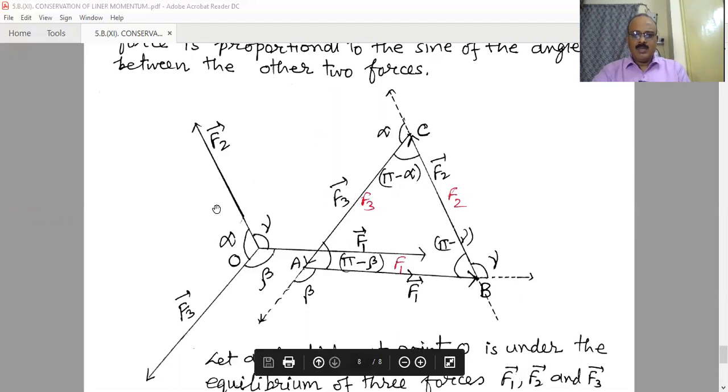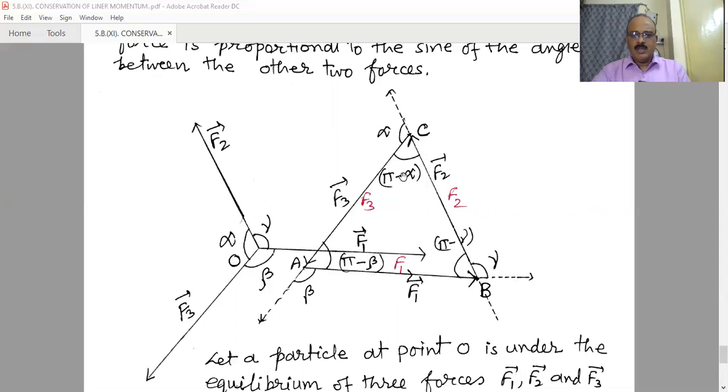Now what is this angle alpha? Alpha is the angle between the F2 vector and F3 vector. It is not the angle between the two directions. That is, alpha is the angle between the F2 vector and F3 vector. Similarly, beta is the angle between the F3 vector and F1 vector. Similarly, gamma is the angle between the F1 vector and F2 vector.